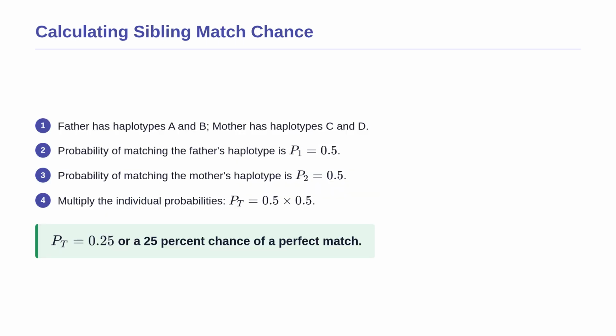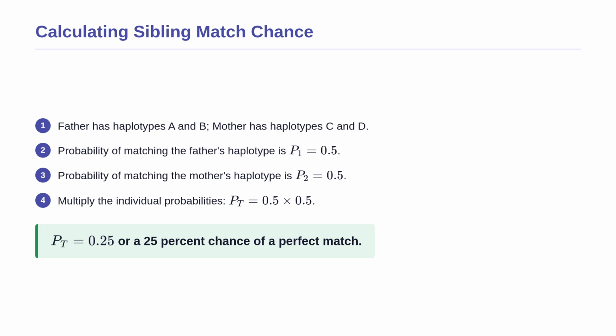Let us walk through this real-world example. A patient needs a bone marrow transplant. The father has haplotypes A and B, and the mother has C and D. The probability that a sibling inherits the exact same haplotype from the father is 0.5. The probability of inheriting the exact same haplotype from the mother is also 0.5. We multiply these individual probabilities together, 0.5 times 0.5. This gives us a final answer of 0.25.